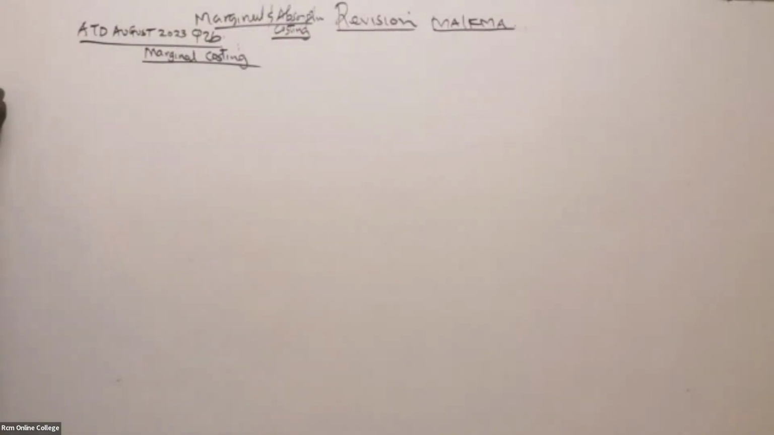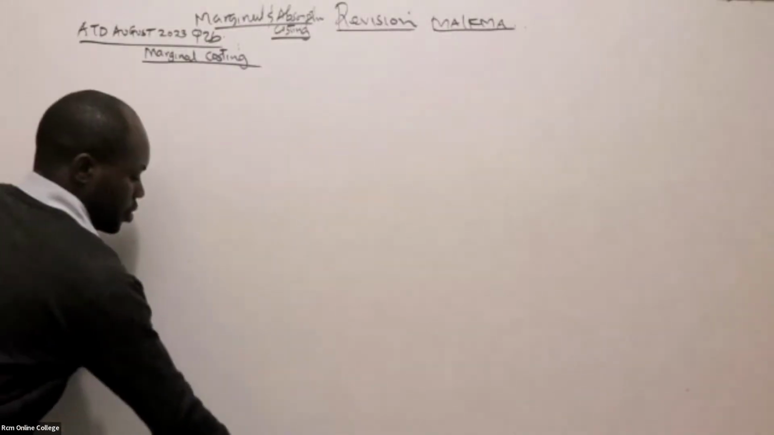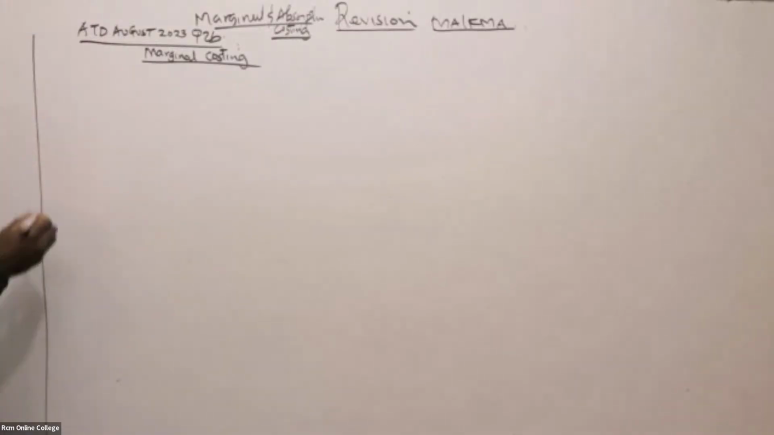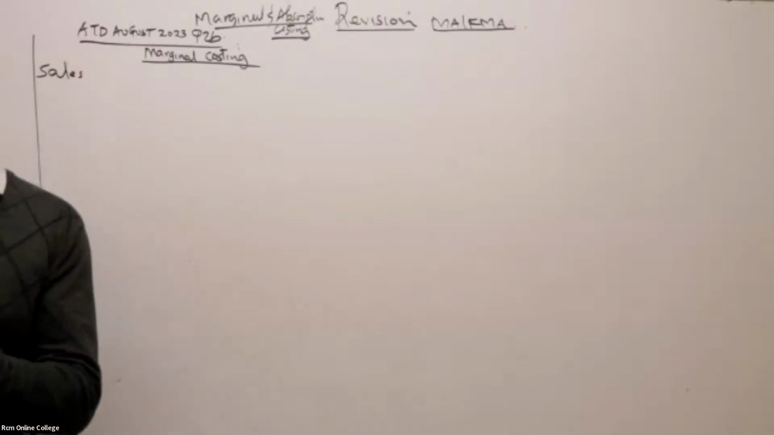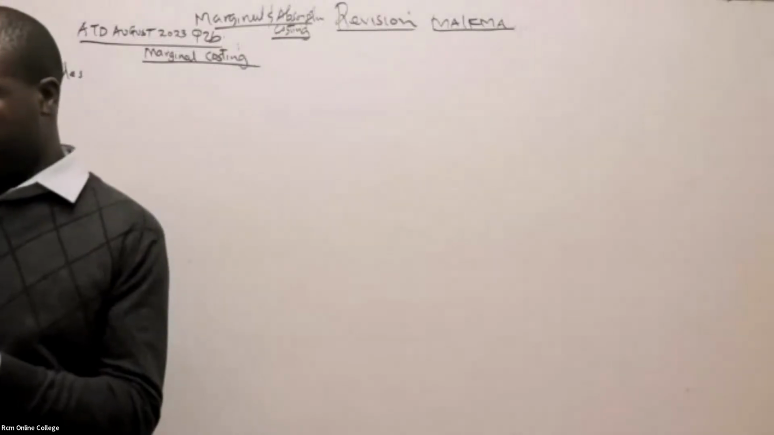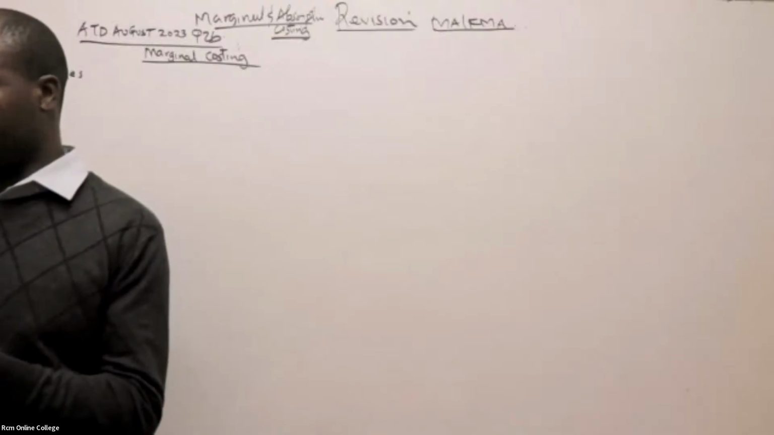Revenue or sales? So we are selling how many units? How many units were sold? The company sold 24,000 units and the selling price per unit is 550. The selling price per unit is 550 and the quantity sold is 24,000.